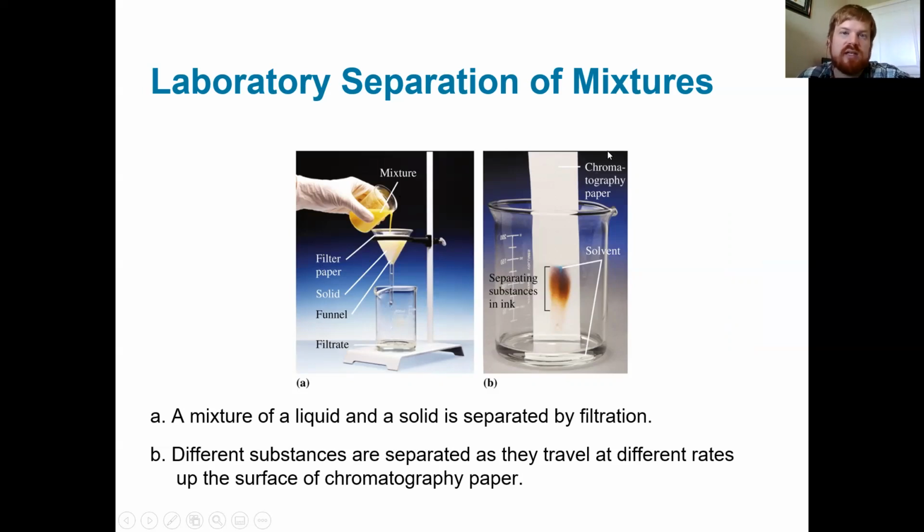Okay, another thing that can be used is what's called chromatography. And this may be used in a laboratory setting, not just chemistry laboratory. It is sometimes used in clinical laboratories as well. So you may see chromatography in your future career.